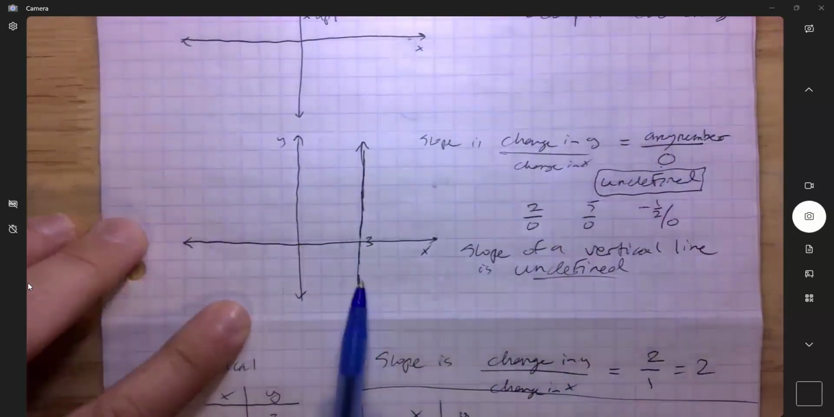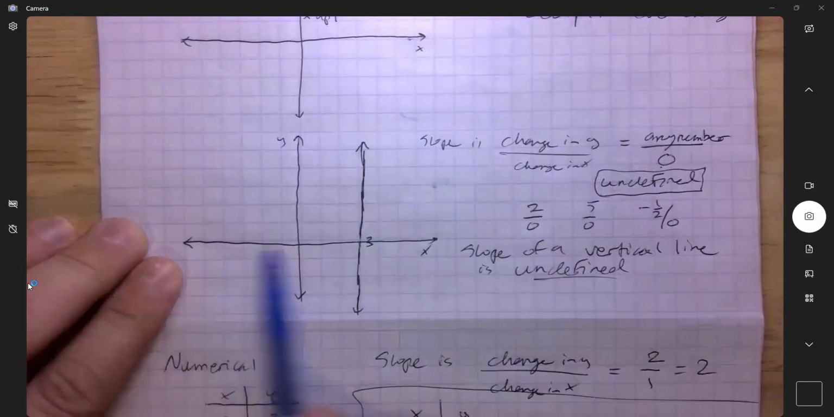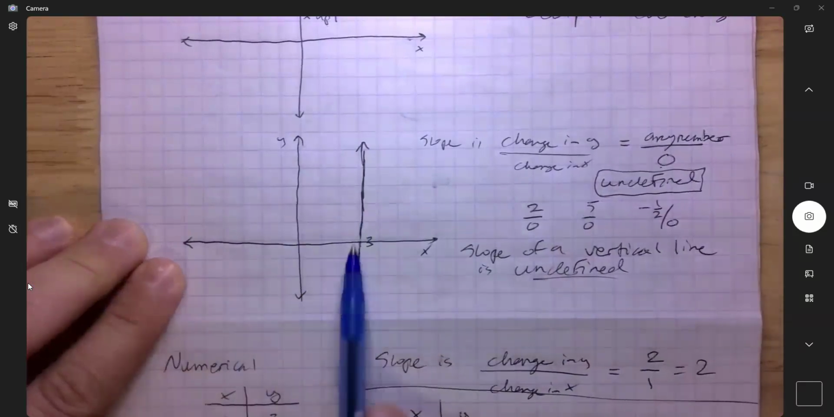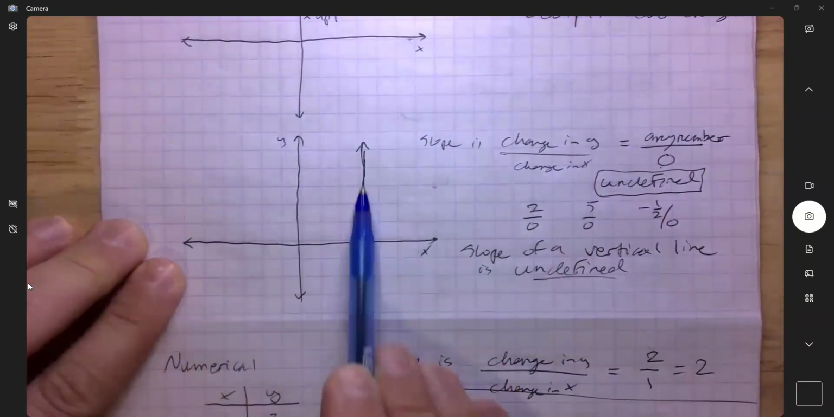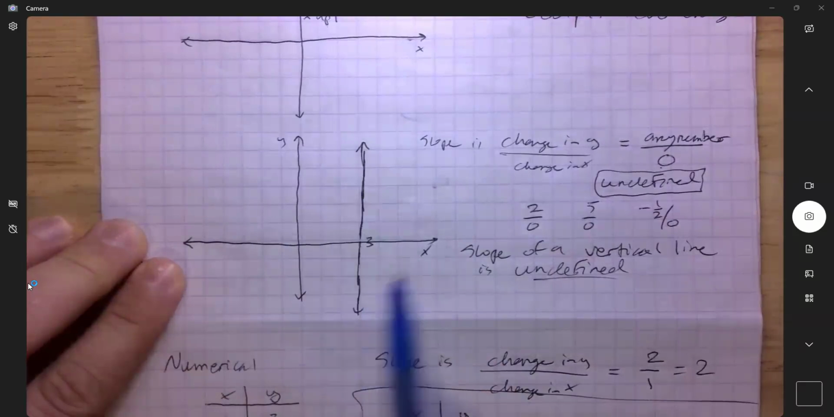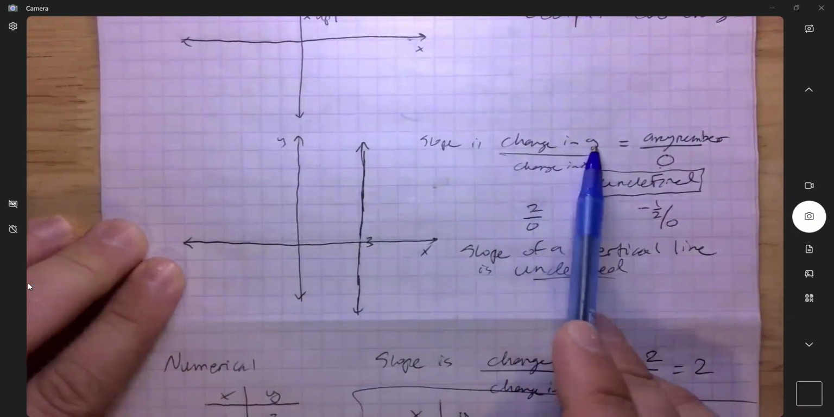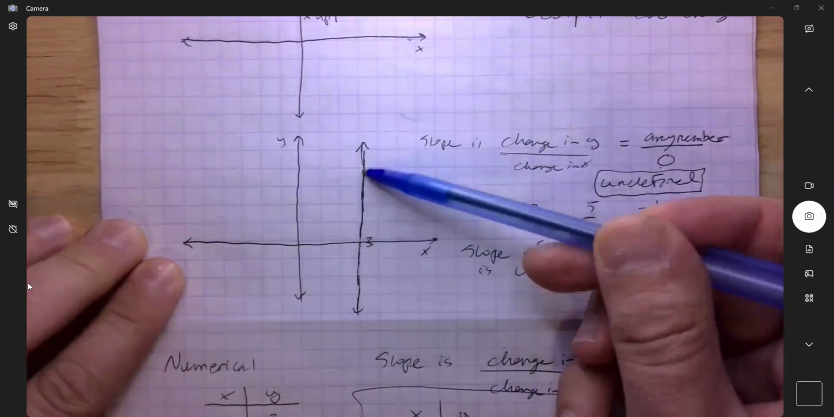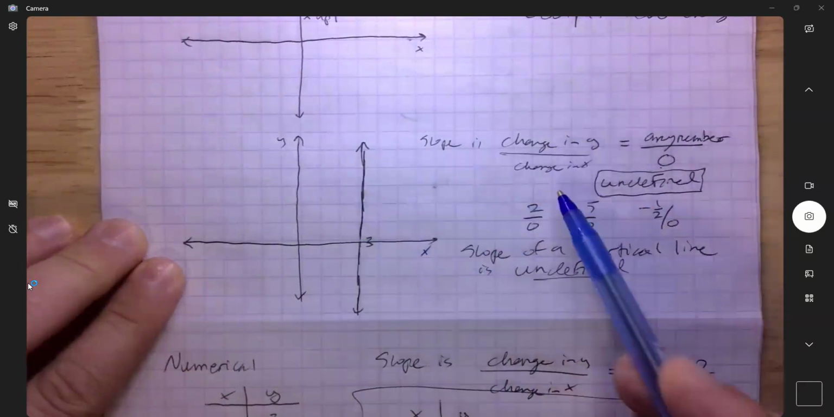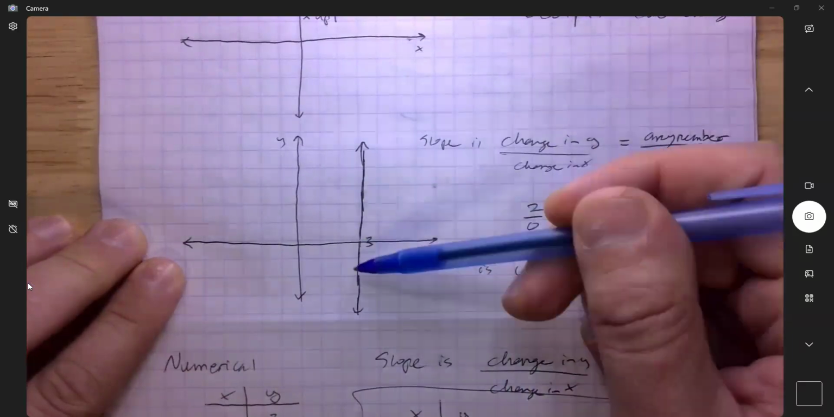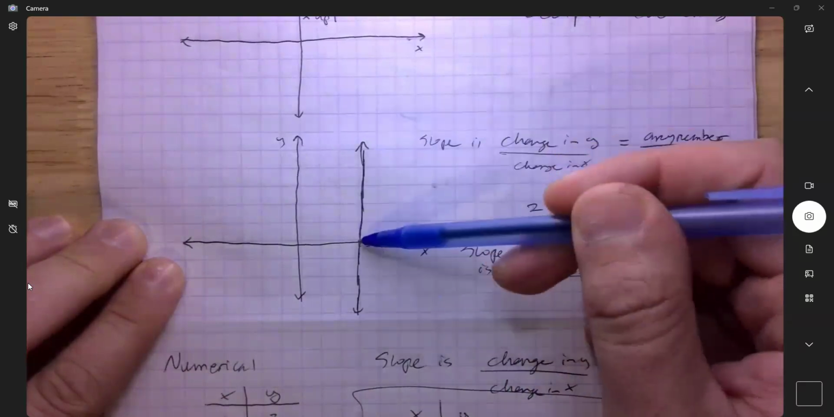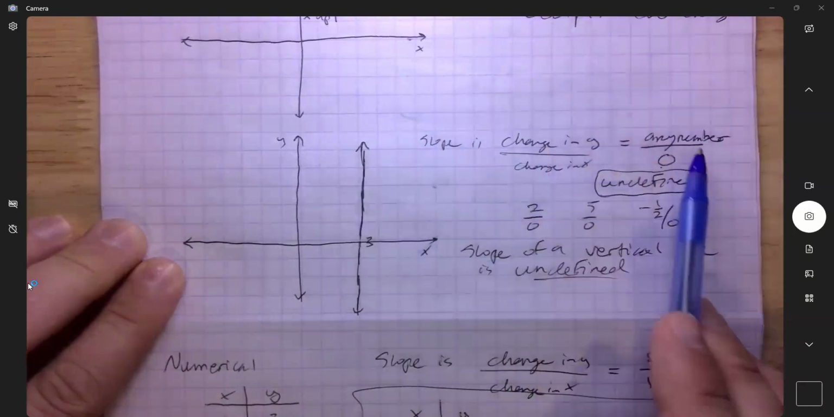Compare that to a vertical line. So here are my axes, and here's the line that I drew, which is a vertical line. Slope is change in y. Well, no matter what change in y I pick, my change in x is always 0. A vertical line, the x value never changes.